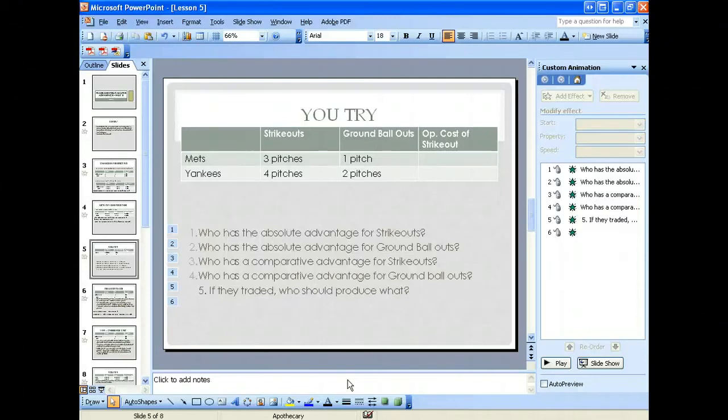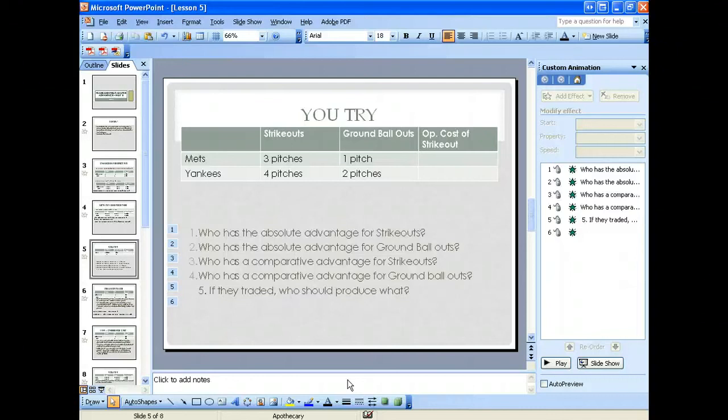Okay, so here we go. The first question is, who has the absolute advantage in strikeouts? Or again, in other words, who's using less resources? Well, in this case, the Mets only use 3 pitches. The Yankees use 4. So the Mets have the absolute advantage because they use less resources.